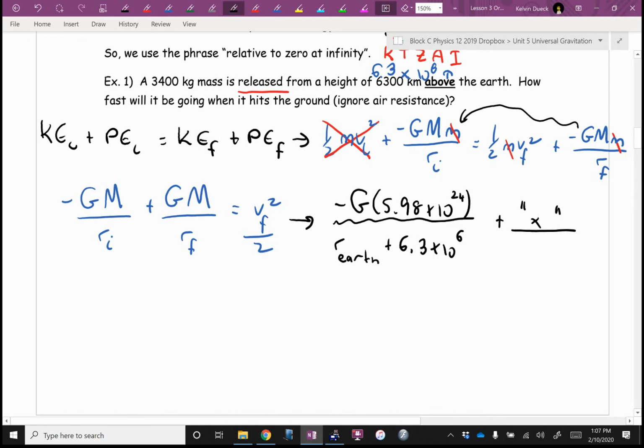What's my final radius, not 0? Radius of the Earth. And that's one, people are, isn't final potential energy 0? No. Where is potential energy 0? Out at infinity, which we're not at. So I'm going to go R Earth, that equals V final squared over 2. Now you're going to pick up your calculator and you're going to go step by step with me, please.